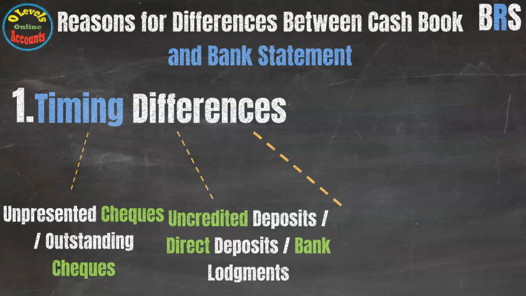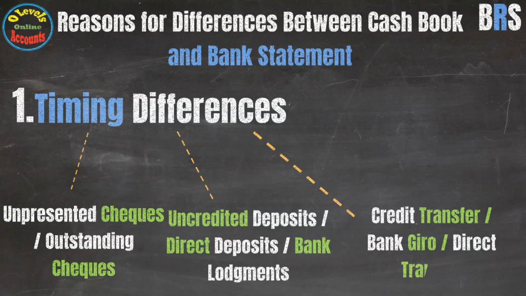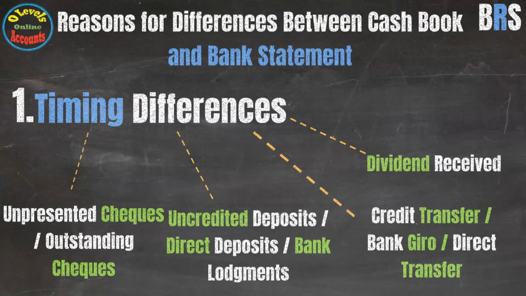The third sub-point is credit transfer or bank giro or direct transfer. These are the amounts directly collected by the bank from the customers, which have been recorded in the bank statement but not yet recorded by the company in the cash book. It will create the difference between a cash book and bank statement. The fourth sub-point is dividend received. These are the income against the investment received by the company. Normally, it is directly reflected in the company's bank account but not yet recorded by the company in the cash book. It will create the difference between a cash book and bank statement.